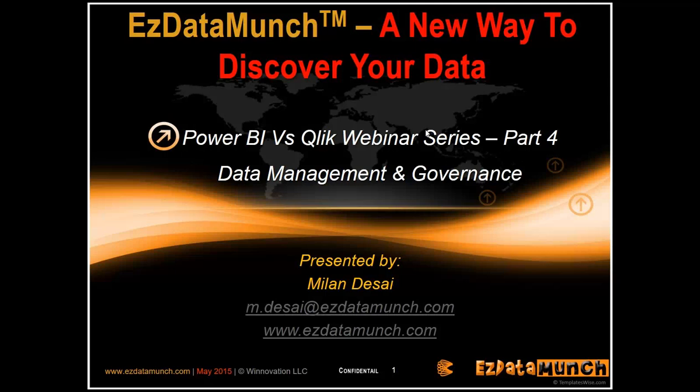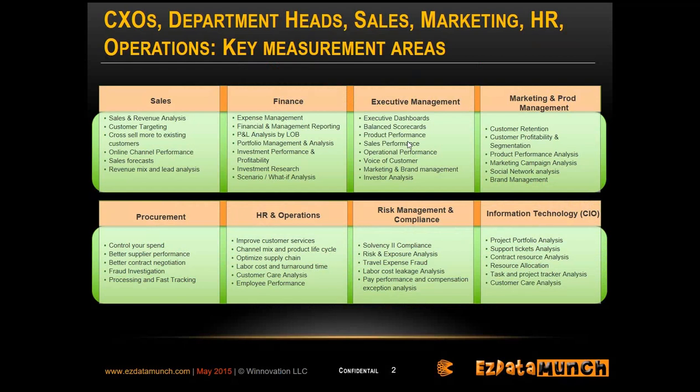Last time. So continuing with the data management governance process, before we start, let's quickly look at the typical key results areas or KPIs that we try to provide BI solutions around in sales, finance, executive management, marketing and production management, risk management and compliance, HR and operations, procurement and information technology.